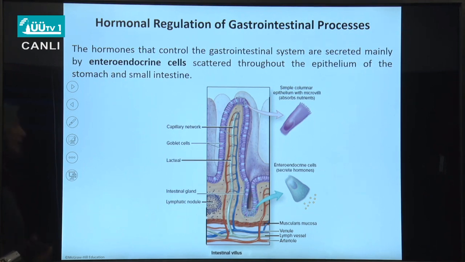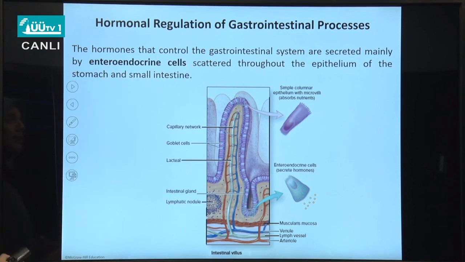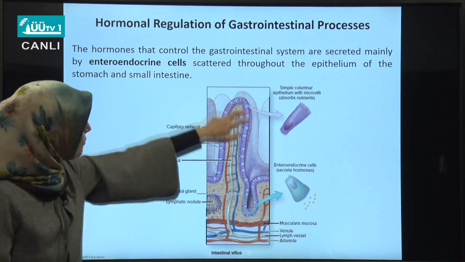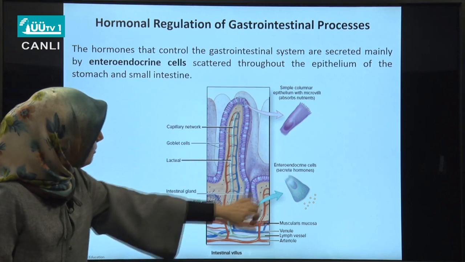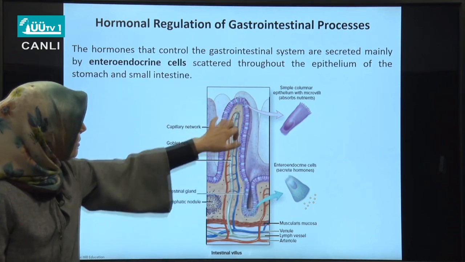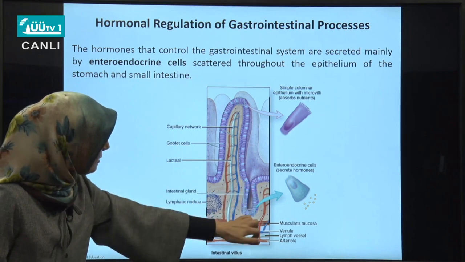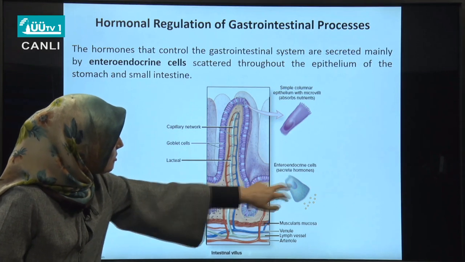Okay, how about the hormonal regulation? In case of hormonal regulation, there are the secretory cells. These are called enteroendocrine cells. You see here, this is a segment from the small intestine, and the small intestine is covered with various cells. You see here in the intestinal gland, we see the enteroendocrine cells. See, this is the enteroendocrine cell.